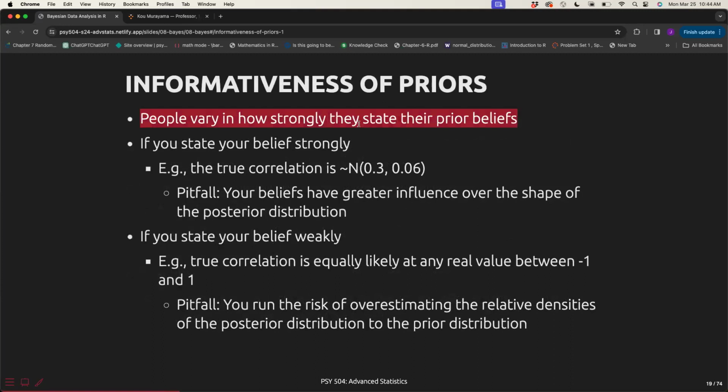We can also state our priors in terms of how strong they are. So a subjective Bayesian, one that implies informative priors, might state their belief very strongly. So they might state that the normal distribution there's a correlation of 0.3 with the standard deviation of 0.06. I think that's what Ham did in your data, right?